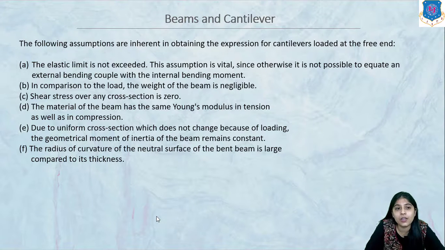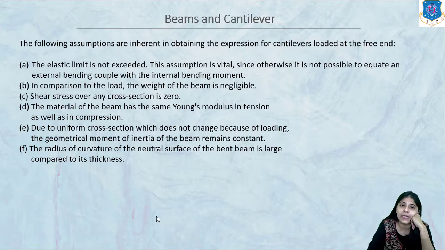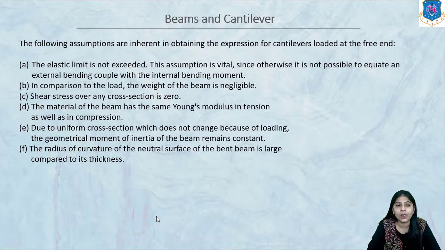Okay, then next is shear stress over any cross section is zero. We are considering a beam whose length is very much larger compared to its breadth and width. As a result, shear stress over any cross section of the cantilever is zero. Then the material of the beam has the same Young's modulus in tension as well as in compression. Whether you are working under tension or under compression, the material will have the same Young's modulus, the same elastic constant.